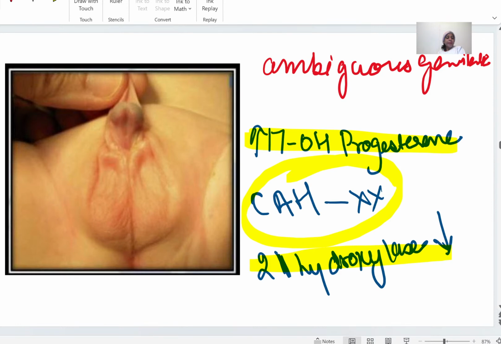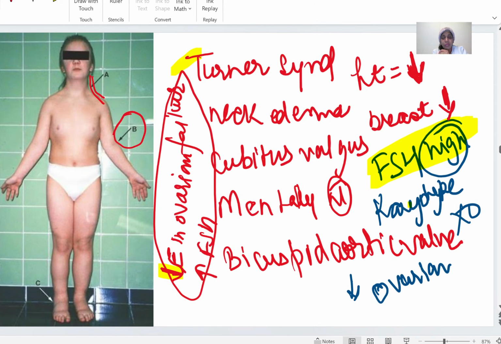This is the picture of a girl who is having ambiguous genitalia, because you can see there are two partitions of penis, and scrotum is not having the testes. Okay. So there is increase in 17. What is increased? To diagnose this condition, 17-hydroxyprogesterone should be increased. And what is the deficiency? 21-hydroxylase deficiency.